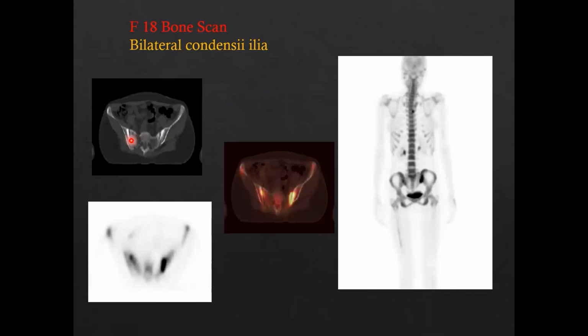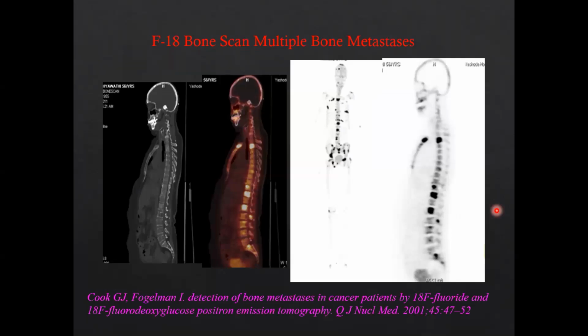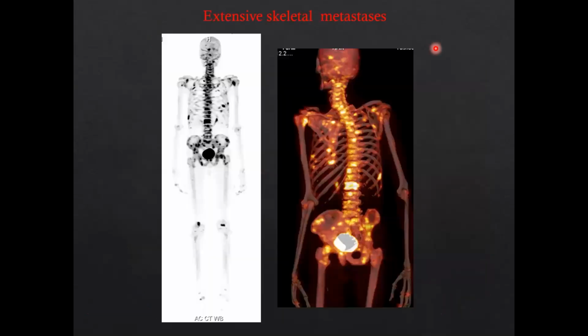If you see this, there is patchy sclerosis here, which is more on the left side, and the uptake is corresponding more on the left side, suggestive of bilateral condensans ilii. So you have an F18 bone scan where multiple bone metastases are involved. These are multiple skeletal metastases, sternum and multiple vertebral bodies, pelvic bones and the ribs. So it is consistent, and F18 has a very important role, especially in sclerotic metastasis where FDG has a problem in evaluation, as the FDG SUV values are not very high. Again, this is extensive skeletal metastasis here.